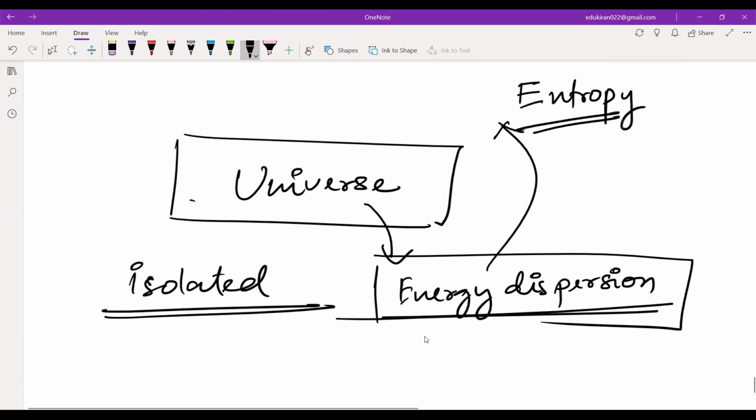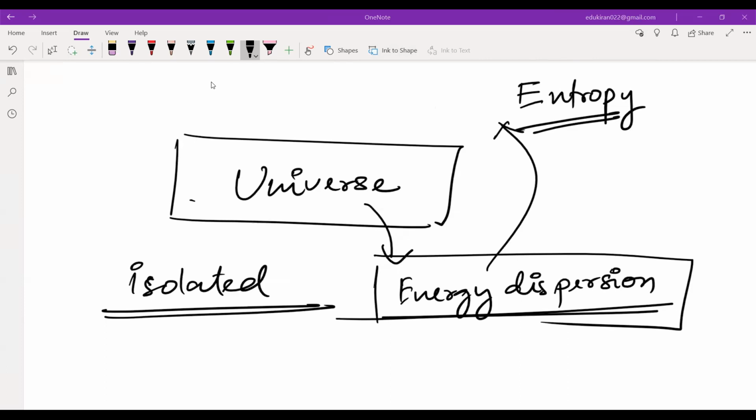You guys have heard about entropy previously? Yes or no? Ever heard of entropy? You guys have never heard of entropy? Just say yes or no. Thermodynamics is not done in your school? No, sir. Thermodynamics is not done.